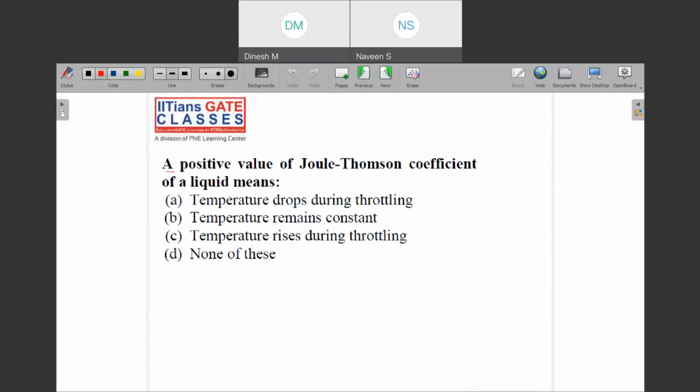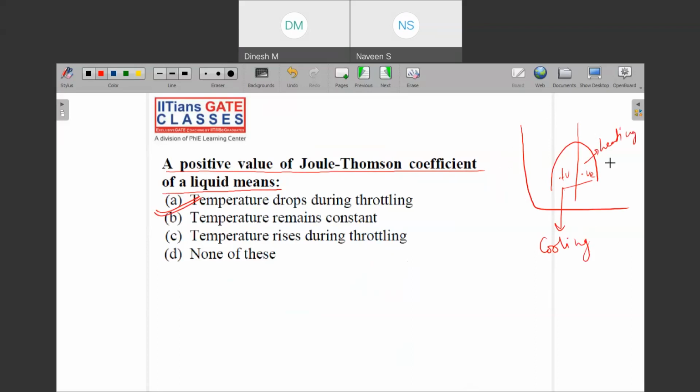Now, a positive value of Joule-Thomson coefficient of a liquid means, tell me what is the correct option. Just now we have seen, when we were having a positive value, can we recall that when this was the curve, here we have positive slope, here we have negative slope, then temperature drops. Very good, your temperature will drop during the cooling. Why? Because this was the cooling region and this was the heating region. Okay.